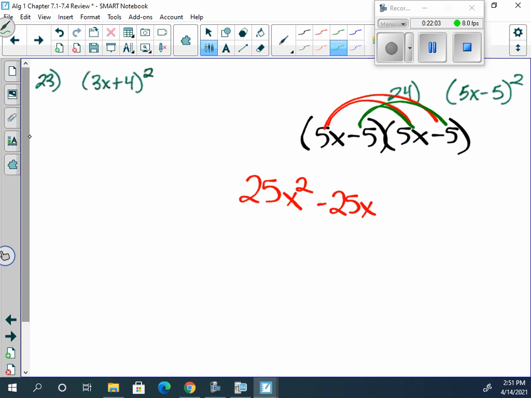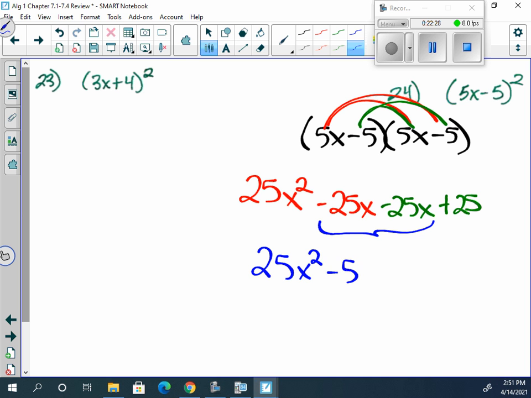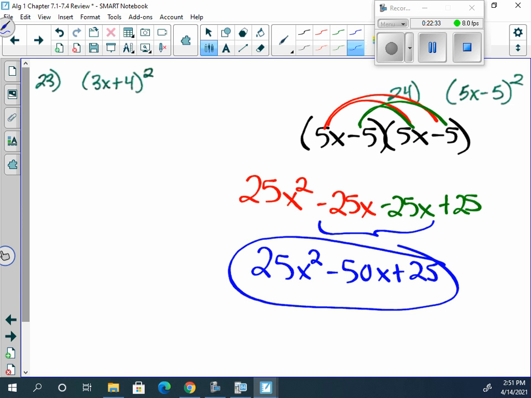Now that we've finished with the first term, we can move on to the next term, negative 5. Well, negative 5 times 5x would be negative 25x. And negative 5 times negative 5, plus 25. So we have negative 25x squared minus 50x plus 25.